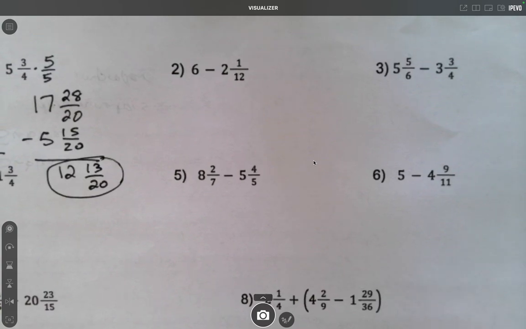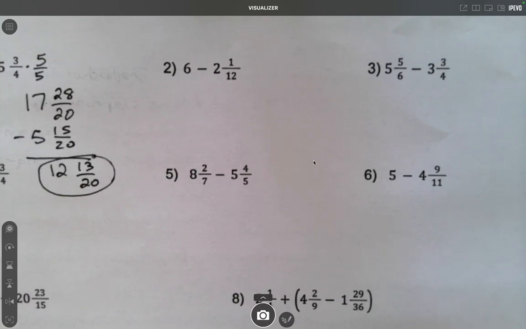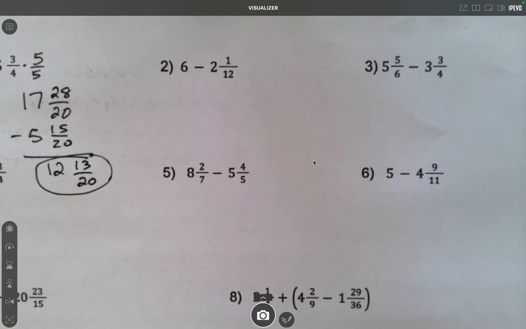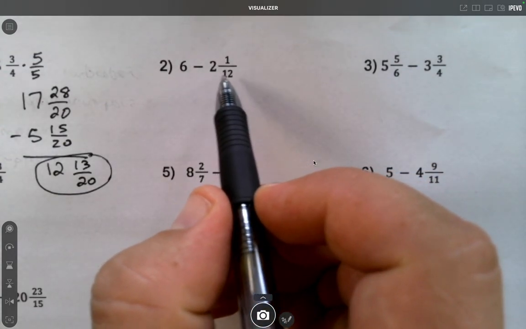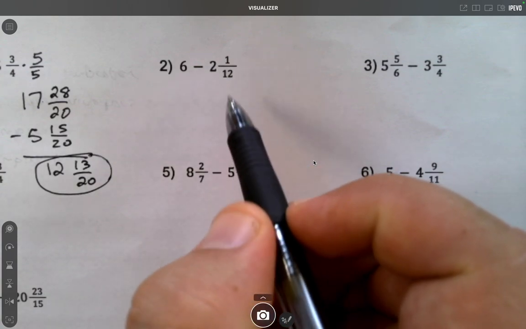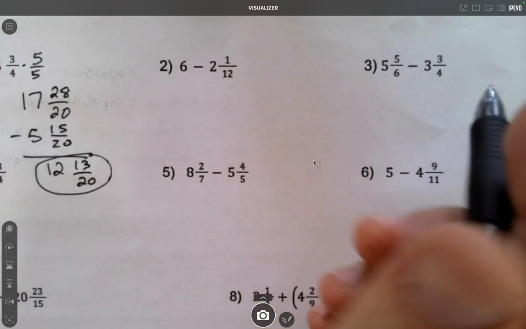Number 2, already throwing a trick at you, because wait a minute, that's not a mixed number. Well, you're mostly right. 6 is not a mixed number, but we could make it one. And it actually saves us a step because we don't have to worry about having a common denominator, because we can make this denominator whatever we want. Let me show you what I mean.